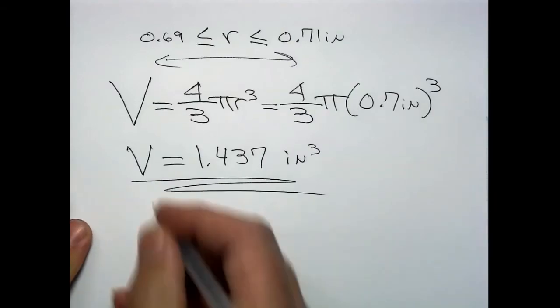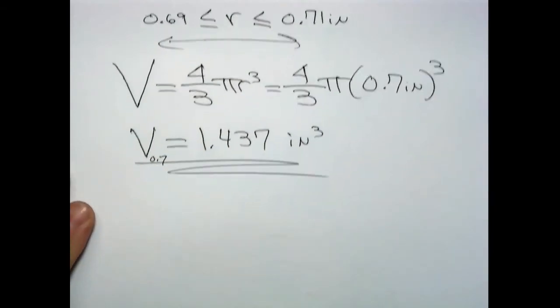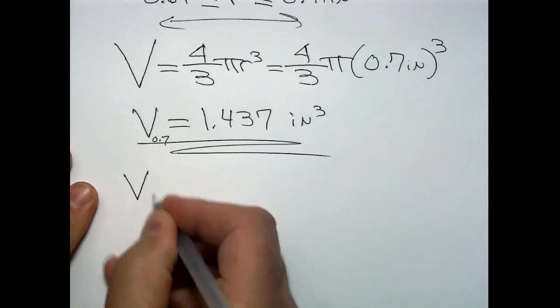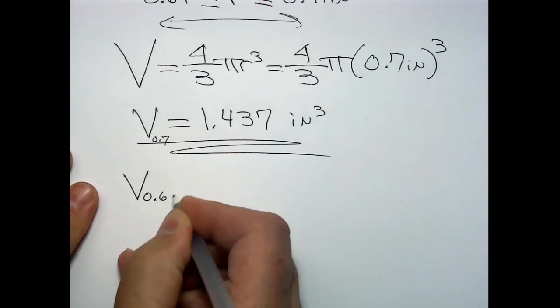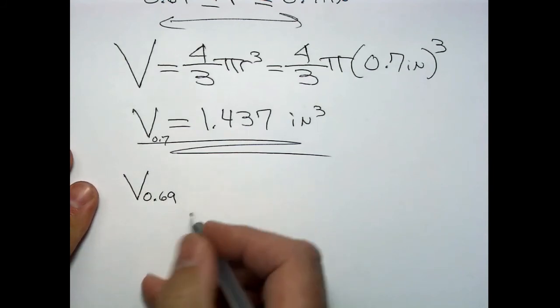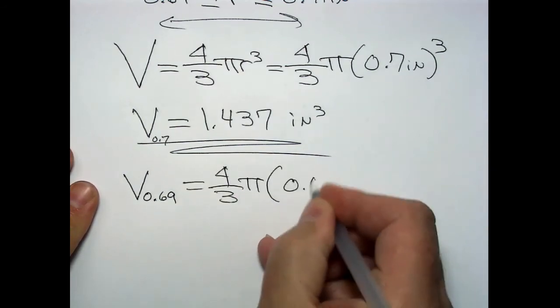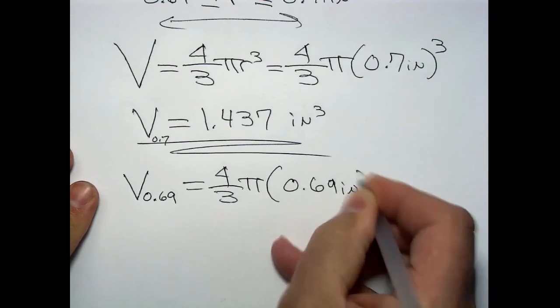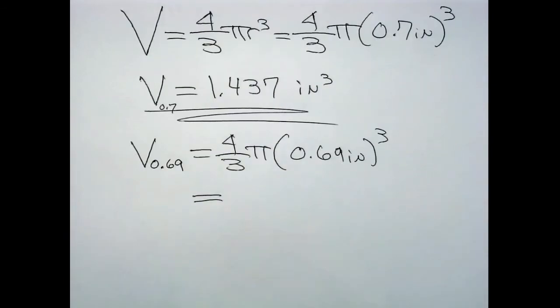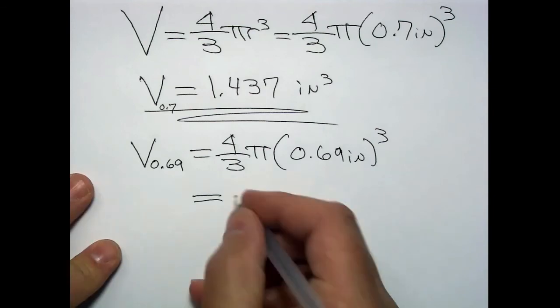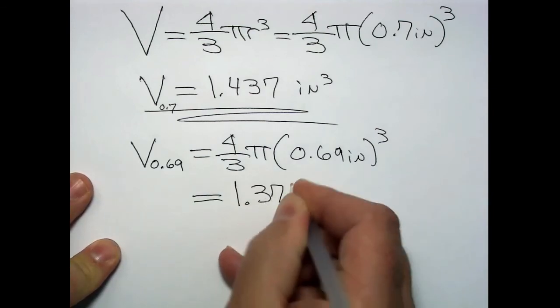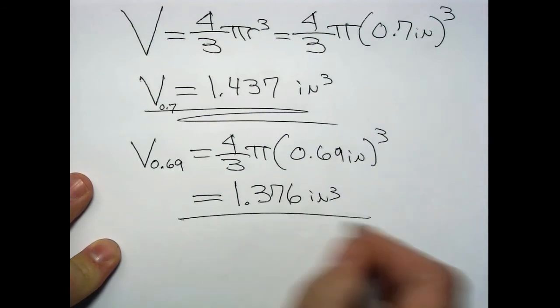So you would say that's true at 0.7 inches, that's what I calculate, but it's very likely because of the error in this instrument, it could be as small as 0.69, in which case I would recalculate my volume as this. So let's do that calculation. That's going to be 4/3 multiplied by pi times 0.69 cubed. Now, on the small end, we get a volume that's 1.376 cubic inches.